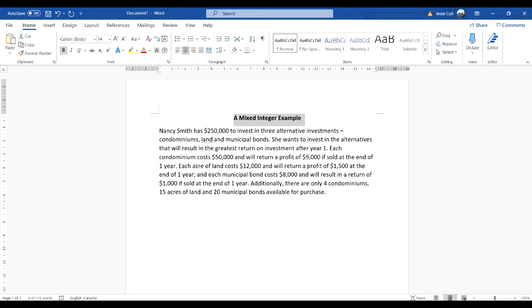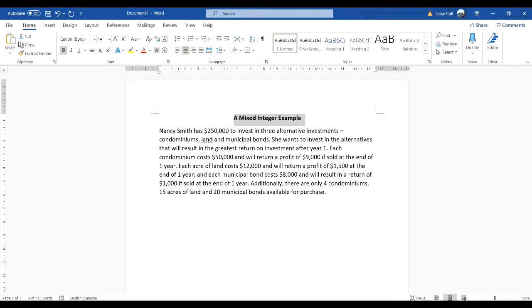After we looked at total integers, we looked at 0-1 integer examples. And 0-1 integer examples were decision, no decision examples. We used linear programming to help us choose if we were going to do something or not, if something was the right choice or not.